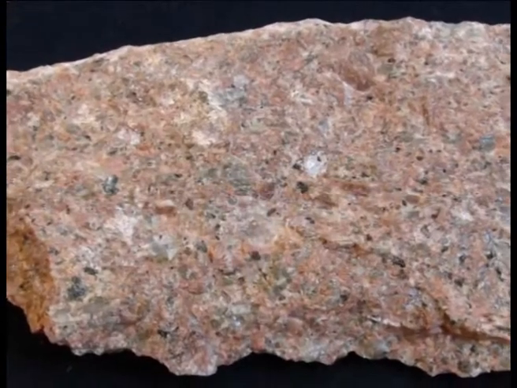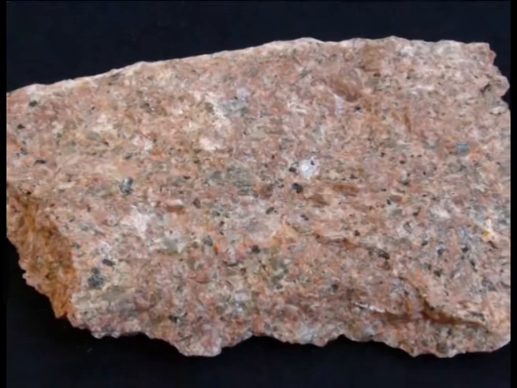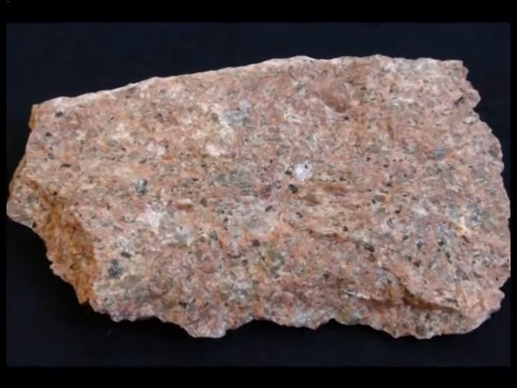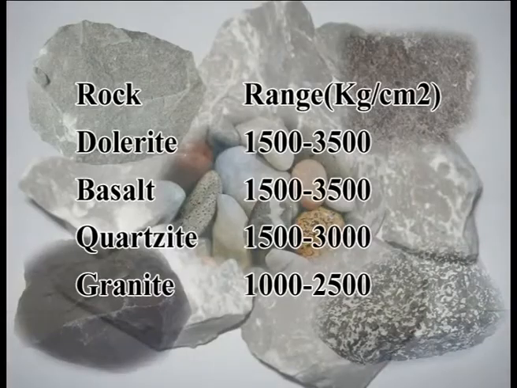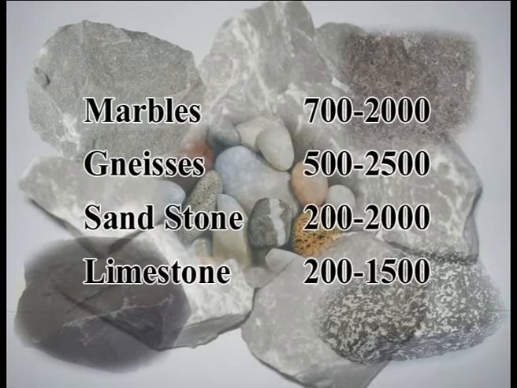The compressive strength of some rocks is as follows. It is expressed in kilograms per centimeter squared. Dolerite, the range is 1500 to 3500; basalt is 1500 to 3500; quartzite is 1500 to 3000; granite is 1000 to 2500; marble is 700 to 2000; gneisses is 500 to 2500; sandstone 200 to 2000; limestone 200 to 1500.